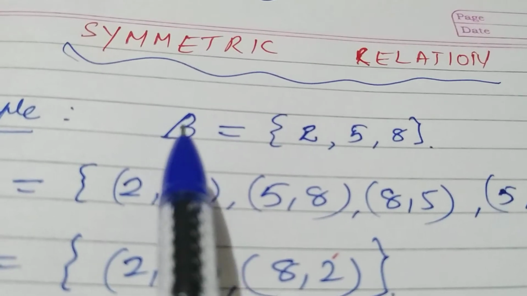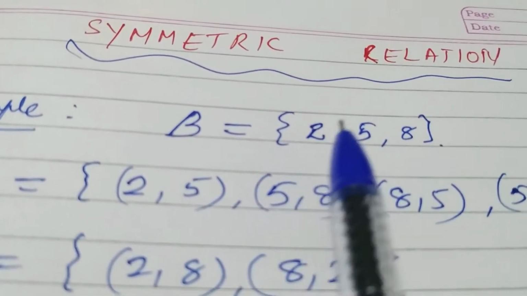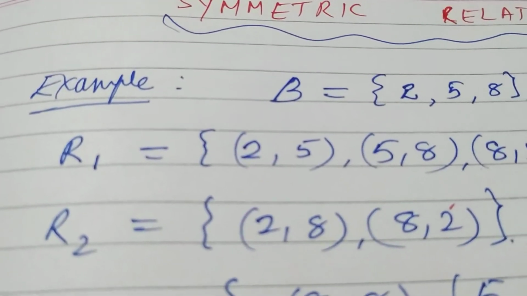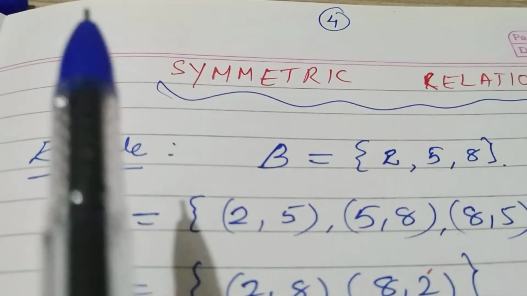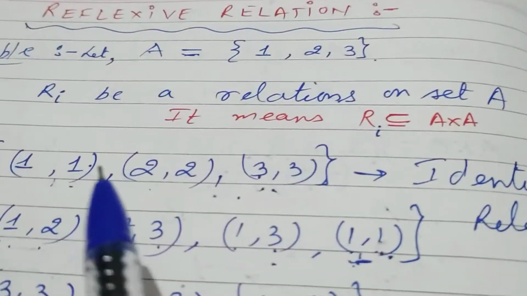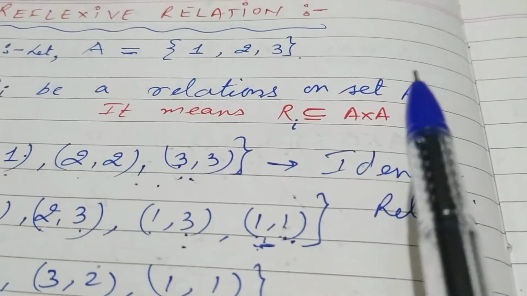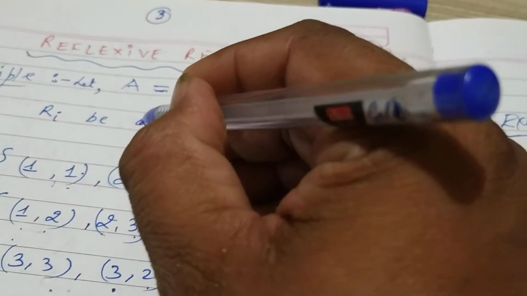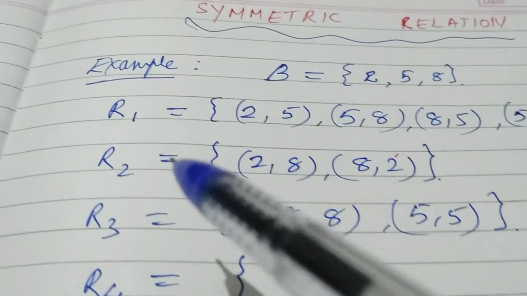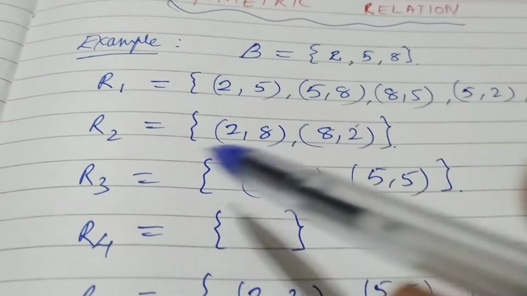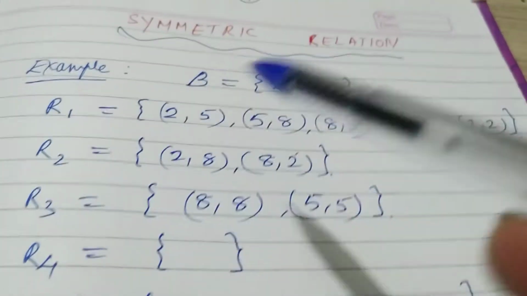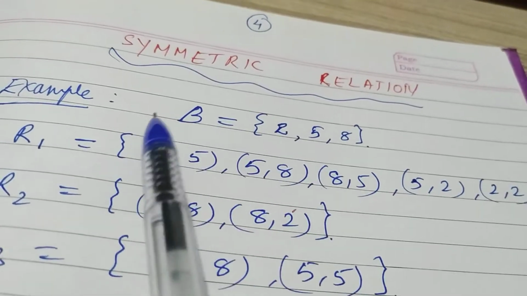Say for example, there is a set B which comprises 2, 5, 8. Suppose there are different relations Ri's, as we have defined in the earlier video for a reflexive relation. Different Ri's are the relations on set B. Symbolically I have actually written R1, R2, R3, different Ri's. Now these Ri's are the relations on set B.